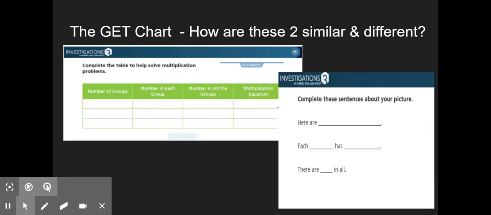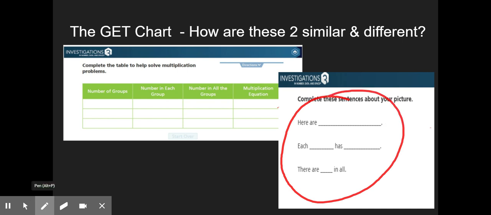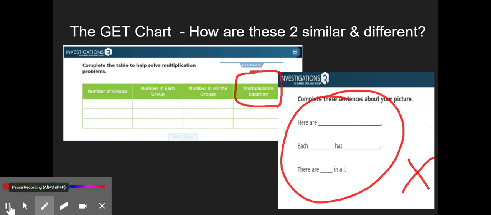So we wanted to think in class how these 2 charts were similar and different. In class, we talked about how in the first chart that we learned with the 3 sentences, that there were a lot of words. The get chart didn't have a lot of words. It did, however, have the same numbers that were involved in our sentences, 3, 4, and 12. We also noticed in the get chart that we wrote a multiplication equation. We never wrote a multiplication equation in our sentences. So we saw some similarities and some differences between these 2 charts, but both were valuable in making sense of our word problem, real world word problem.